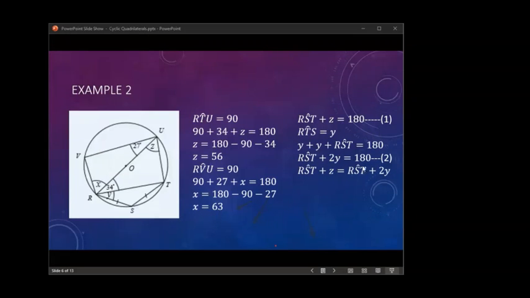On the right side we have 180 on both. So we can say that the two left sides also should be equal. So we can write RST plus Z is equal to RST plus 2y. So we can cancel RST from both sides. That gives Z is equal to 2 times y. So Z is 56. So y is equal to half of 56. So y is equal to 28.